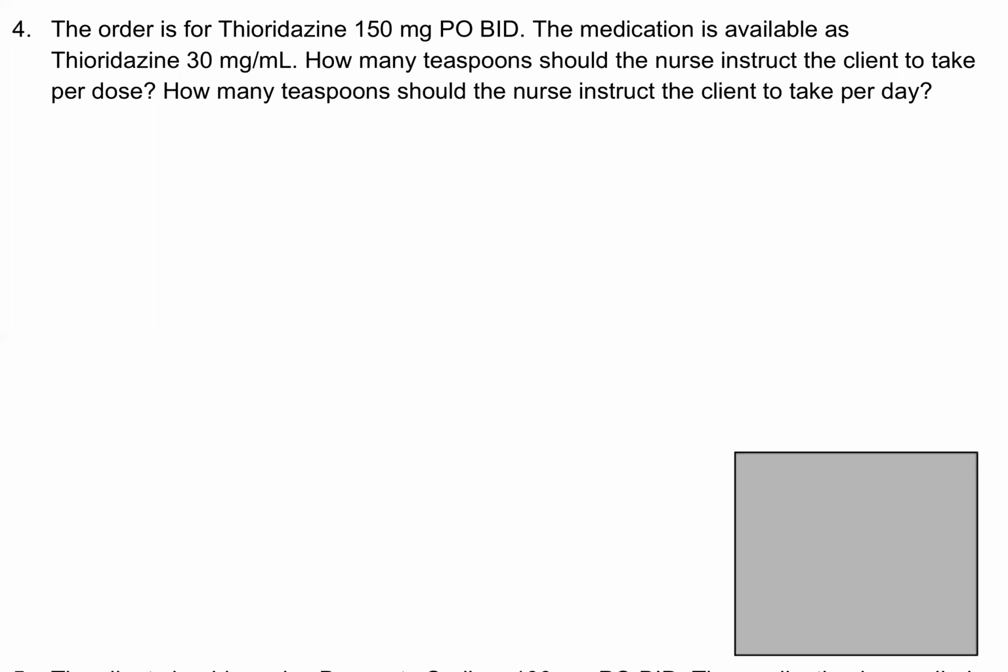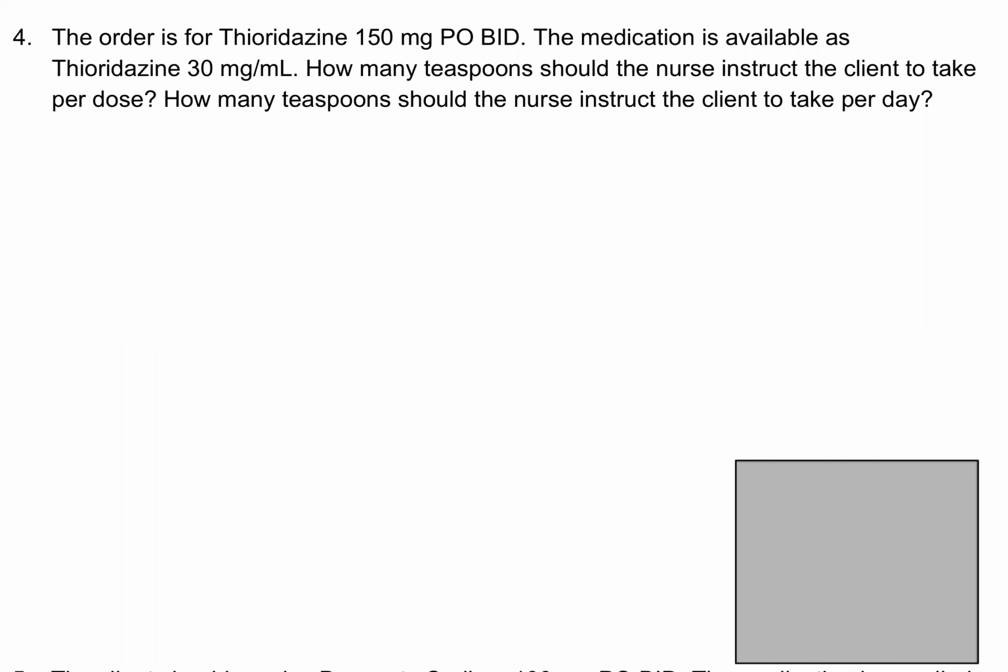The order is for thioridazine, 150 milligrams PO BID. The medication is available as thioridazine, 30 milligrams per mL. How many teaspoons should the nurse instruct the client to take per dose? How many teaspoons should the nurse instruct the client to take per day? So we're looking at a 2-part question. The first part is teaspoons per dose. Second half of the question is teaspoons per day. Go ahead and box that so you remember what units you're looking for.